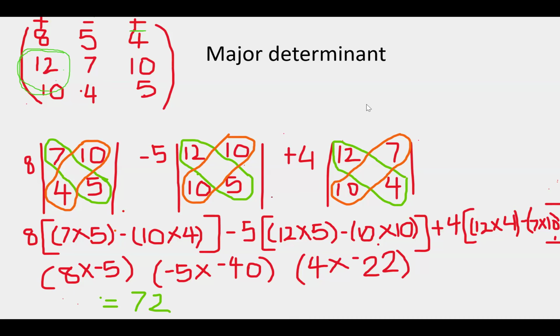And to note, if, for example, inside the matrix, 5 was negative, in this case, that 5 would become positive. It will not remain negative 5 because a negative times a negative becomes a positive. Thank you.